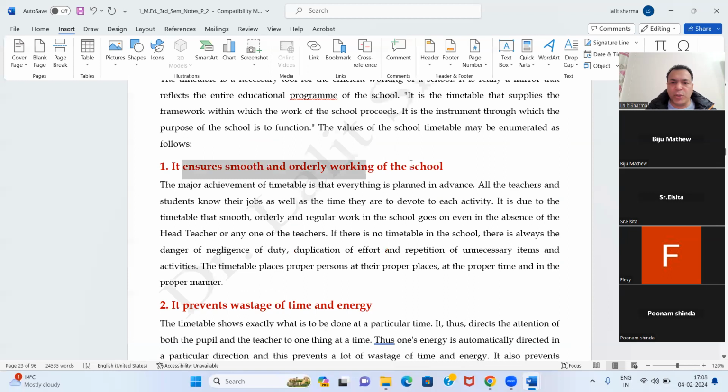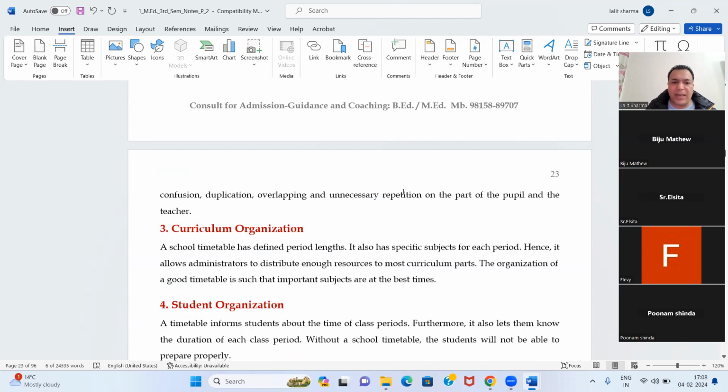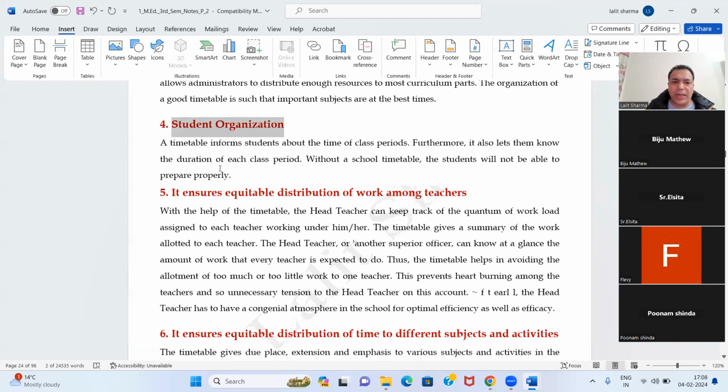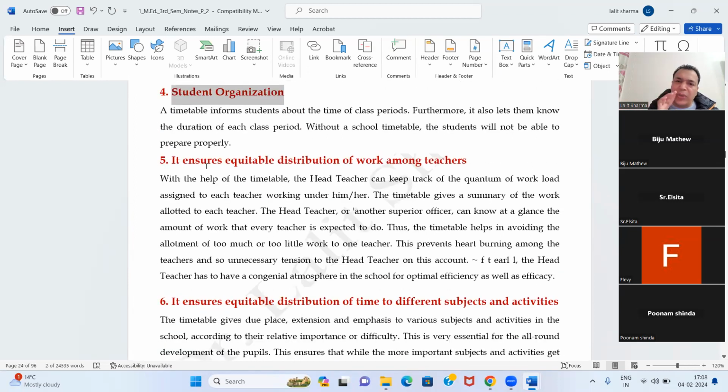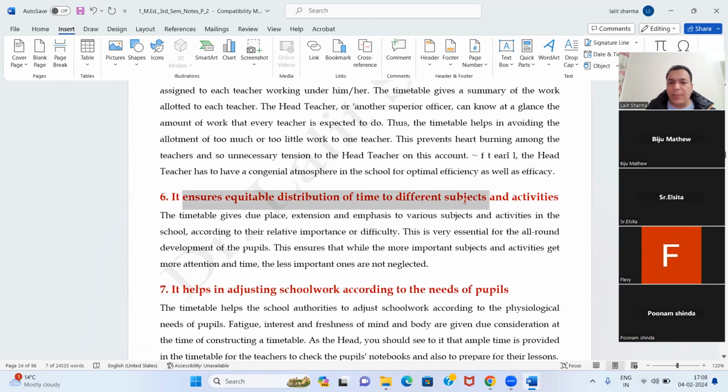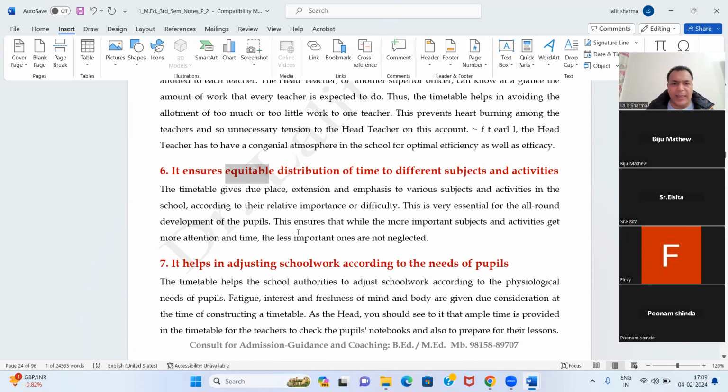ठीक है, ये need and importance है. It ensures smooth and orderly working of the school, prevents wastage of time and energy, curriculum organization, fourth is student organization. Means you learn the points only, okay, then you can write it, right guys. It ensures equitable distribution of work among teachers, ensures equitable distribution of time to different subjects and activities. ये देखो यहाँ पे word use हो रहा है equitable, right, the important word है ना equitable. इक्विटी का हमने किया था, याद करो, equity and equality in our first semester paper third. Equity leads to equality, right? So all are interlinked, okay?